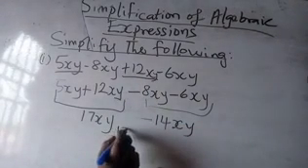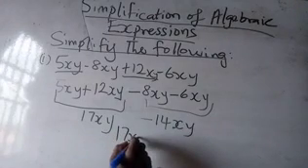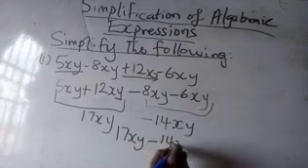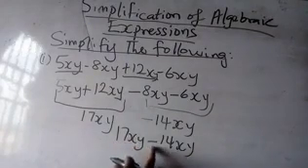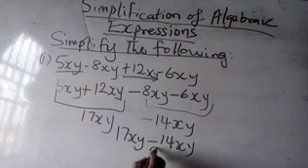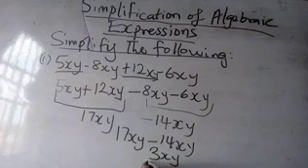So what do we have now? We now have 17xy minus 14xy. 17xy minus 14xy will give us what? 3xy as our final answer.